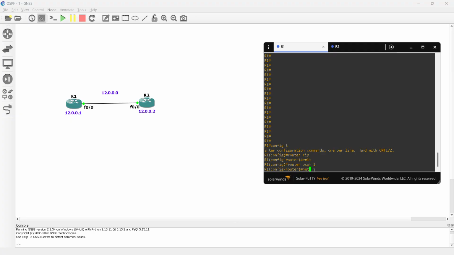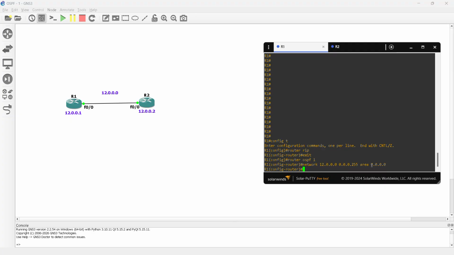Now let's give the network. We are configuring this on our router 1. So the network 12.0.0.0 along with 0.0.0.255 along with area, that is our area 0, the backbone area, 0.0.0.0.